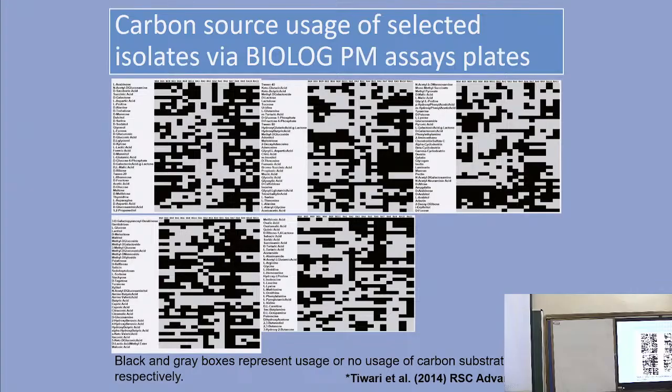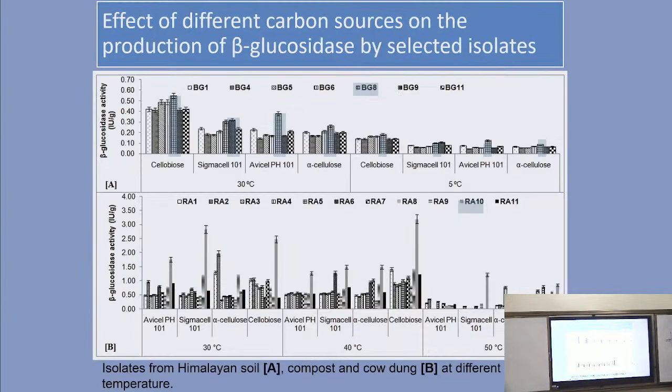Then we did the carbon usage utilization using Biolog, and we also made the species specific diversity. Now if you see the isolates from Himalayan soil as well as compost and cow dung, you can see this BG8, along with how different carbon sources can be used for this. So when you design any strategy for utilization of the enzyme, if you have a cheapest carbon source available, your enzyme production will be cheaper, which means you have the enzyme at a low cost.